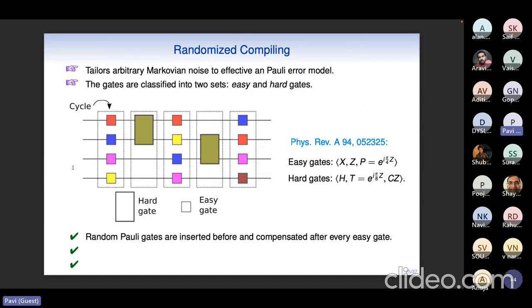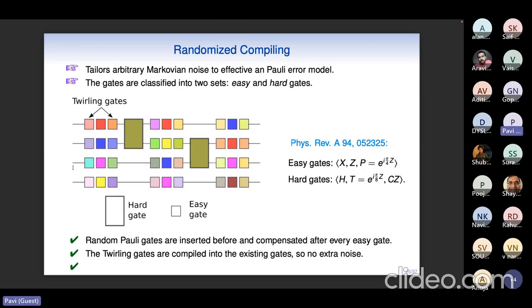And for those who wonder how randomized compiling actually works, what it prescribes, in the context independent of quantum error correction, is that if you have a circuit whose elements undergo any type of noise process, what we want to do is essentially randomize the input state to this device by applying a random Pauli matrix before and after every component here. These Pauli matrices are called twirling gates.